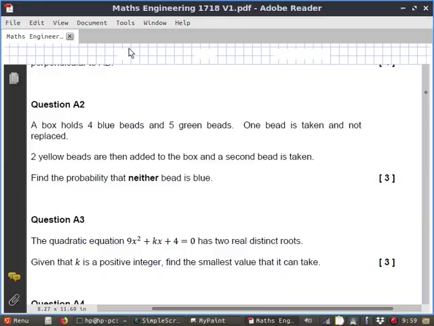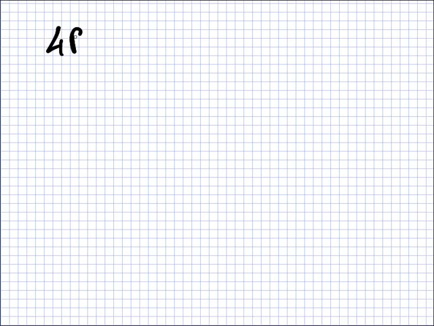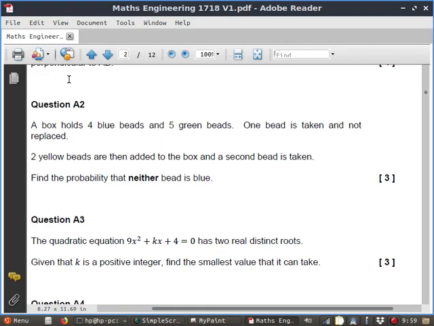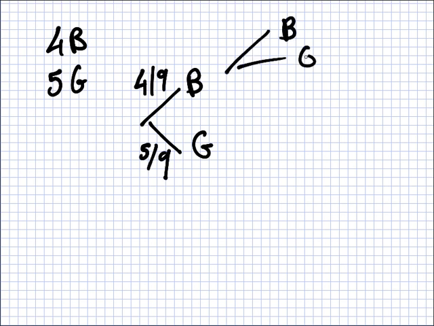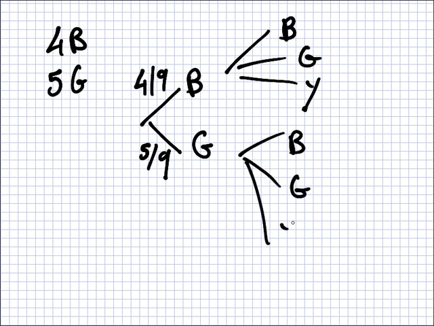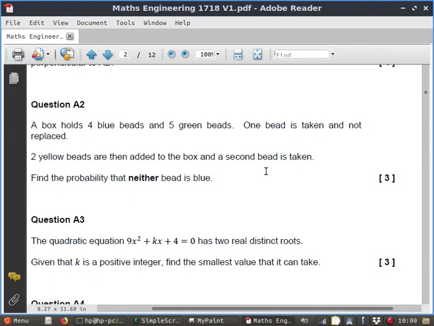A box holds 4 blue, 5 green. 1 bead is taken out and not replaced. 2 yellow beads are then added to the box and a second bead is taken. Alright. So first you can have blue or green. So that's 4 ninths, 5 ninths. Then you can have blue, green or yellow, because it says 2 yellow beads are added.